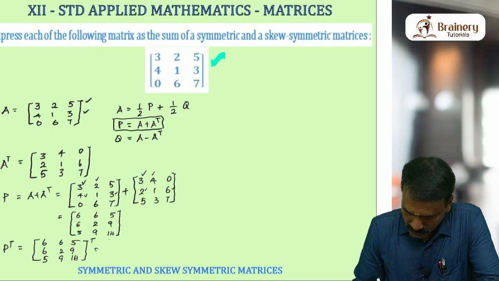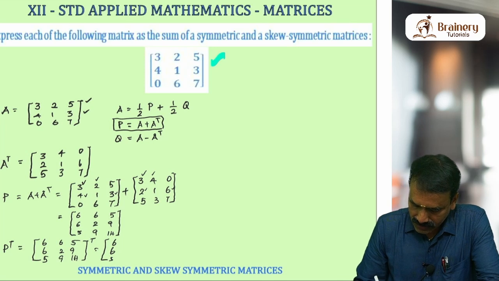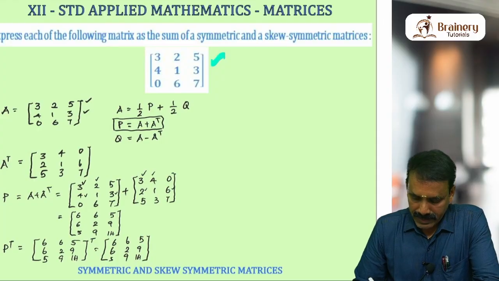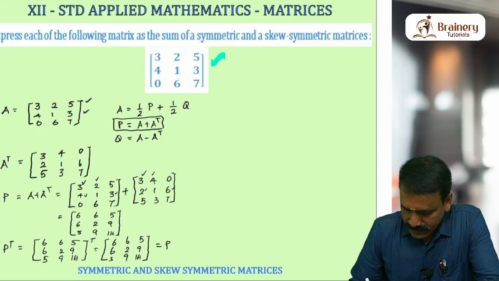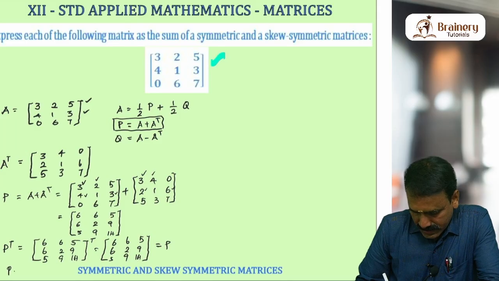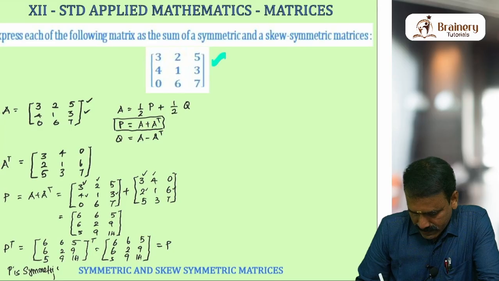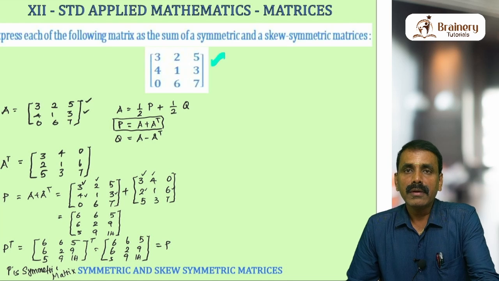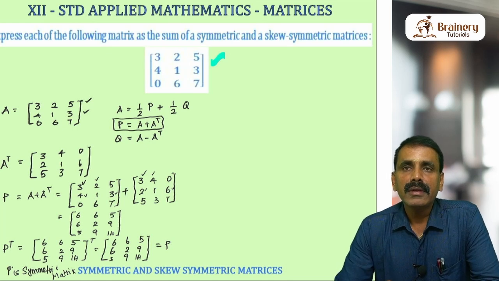transpose, which is equal to, it is going to be again 6, 6, 5, first row written in the first column, second row 6, 2, 9 written in the second column, 6, 2, 9, third row 5, 9, 14. You can very well see that there is no change for P. P transpose is equal to P, which implies P is symmetric. So we got the first component of this sum. I found out the first component, the symmetric matrix.